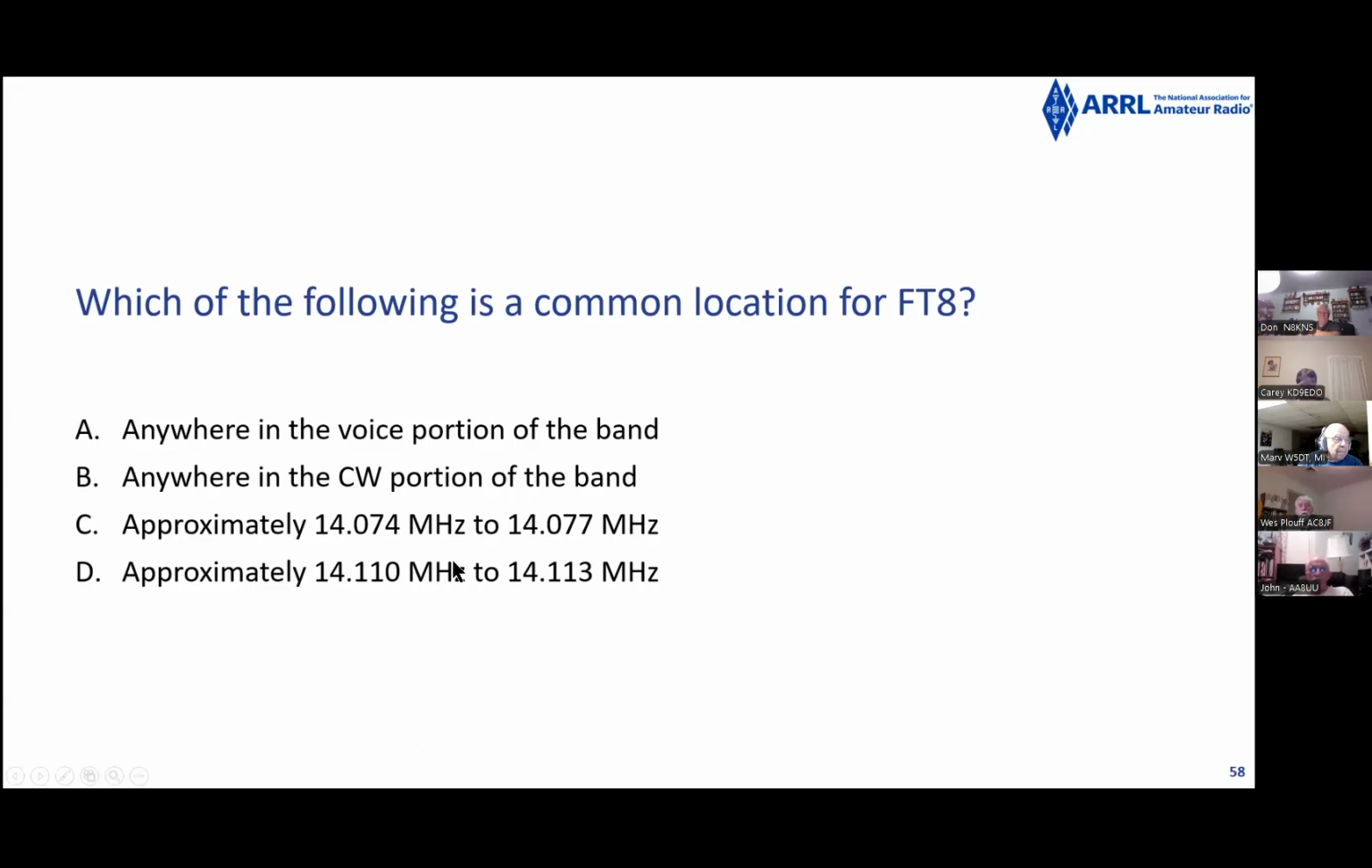And as a matter of fact, FT8 on several of the bands is located about 70 kilohertz above the bottom edge of the band. Sorry, yeah, the answer is Charlie.